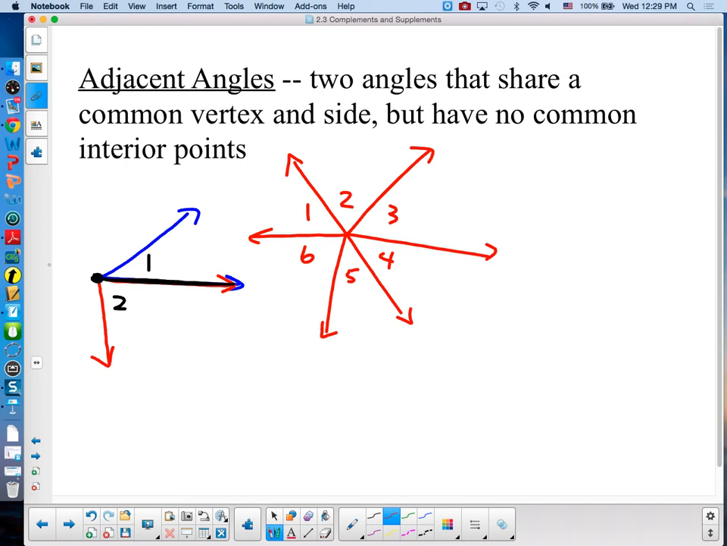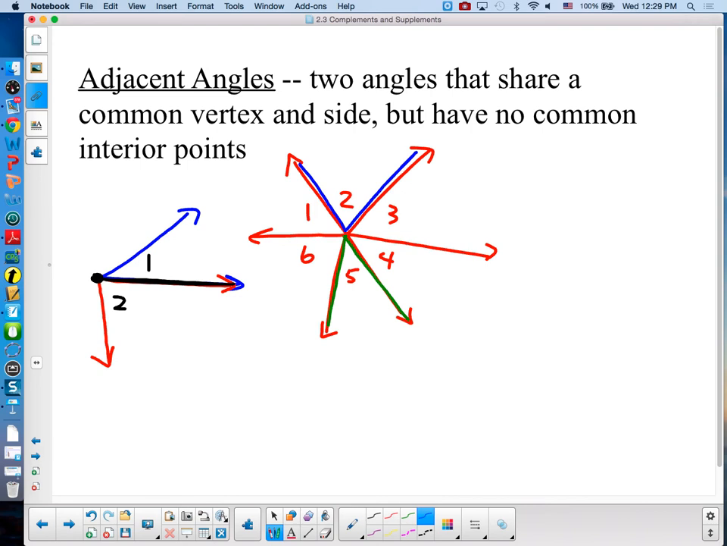5 and 6, or 5 and 4. 5 and 2, are those adjacent? No. They're correct. It's no. And let me emphasize, these two rays make angle 5, and these two rays make angle 2. Yeah, 2.